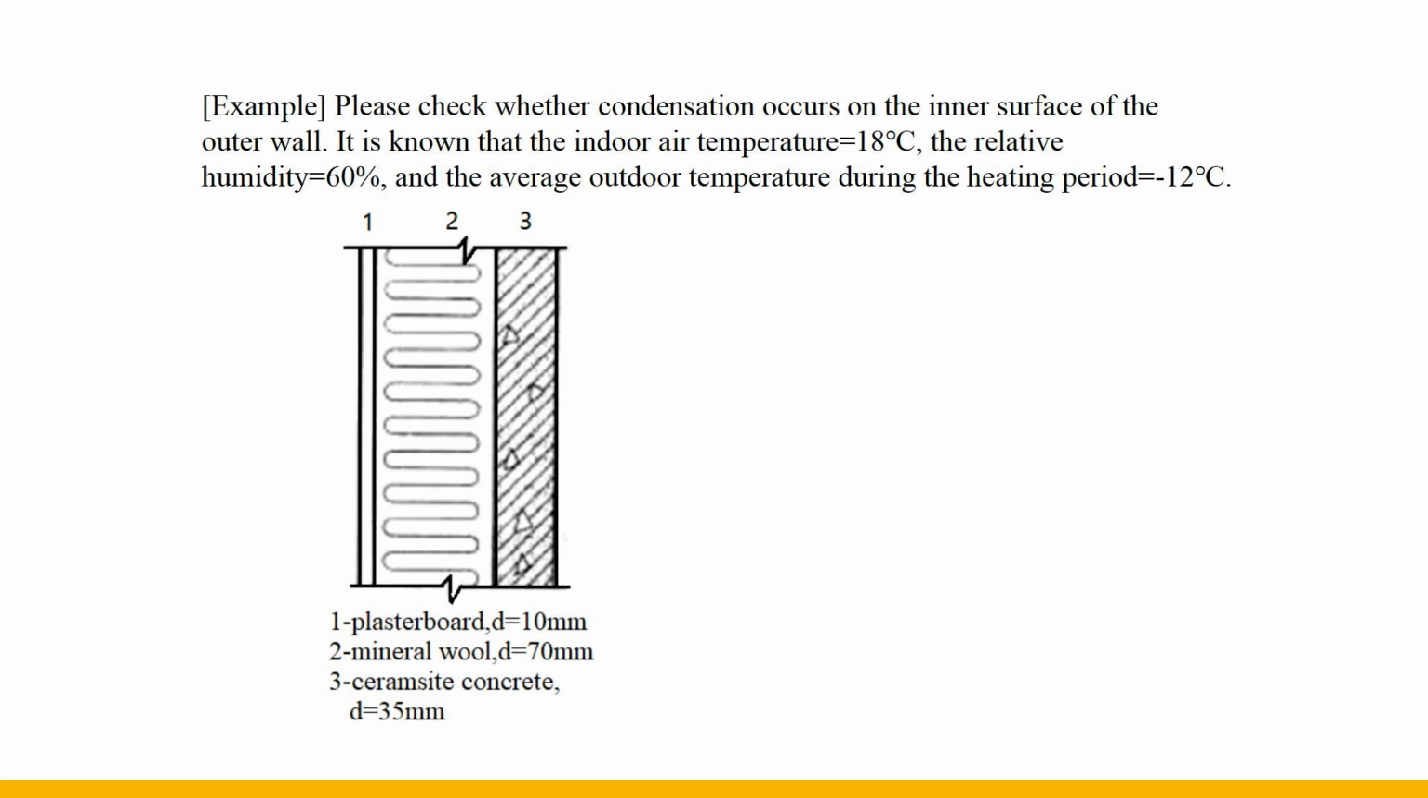Let's look at surface condensation first. Please check whether condensation occurs on the inner surface of the outdoor wall. It is known that the indoor air temperature is equal to 18 centigrade, the relative humidity is equal to 60%, and the average outdoor temperature during the heating period is minus 12 centigrade.